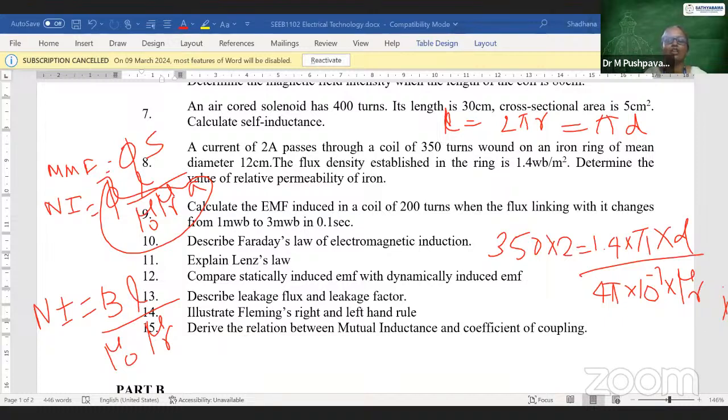Is anyone finding the mu R value? Once again.